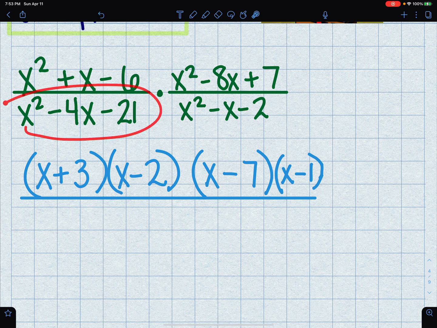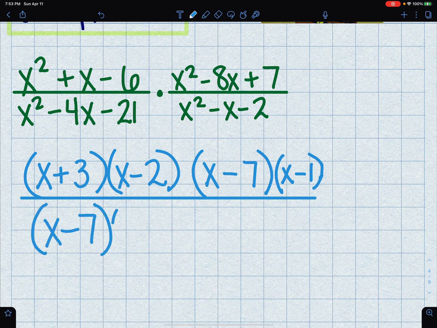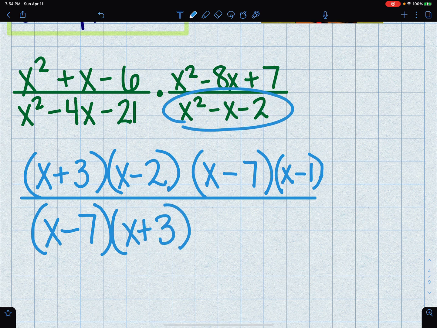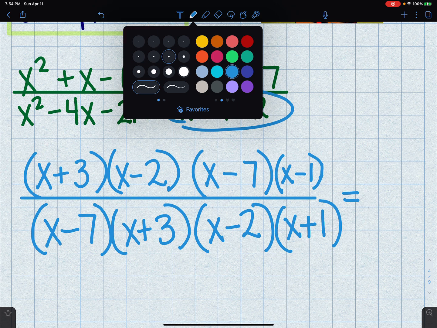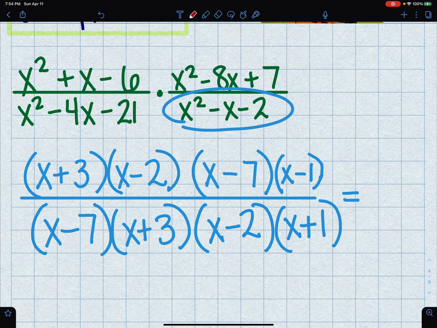We've got this denominator, x squared minus 4x minus 21. How do we factor that? We get x minus 7, x plus 3. And then this denominator is going to factor out to x minus 2 and x plus 1. Okay, now we get our red pen out and we can start crossing things out that are the same.